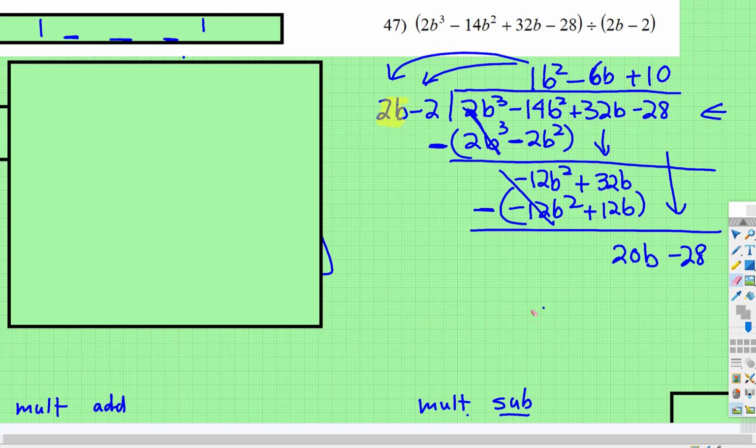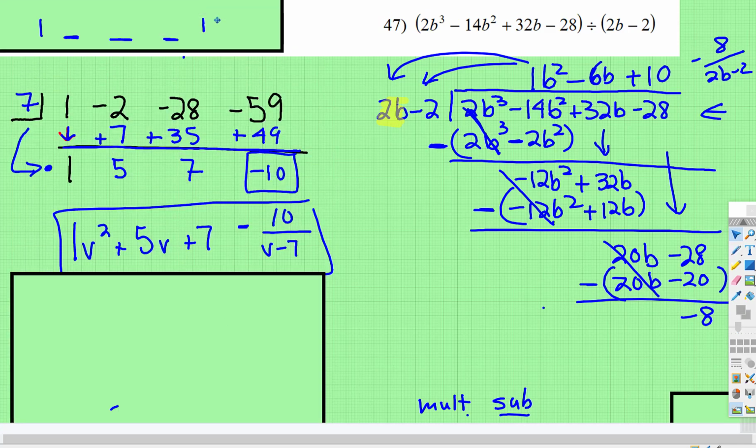And one last time, we're going to do repeated multiplication. So 2b times 10 is 20b, and 10 times negative 2 is negative 20. And then we're going to subtract. Those cancel. Negative 28, subtract the negatives like adding. So that leaves us with negative 8. So we write negative 8 over the divisor, 2b subtract 2. All right, that's it for one synthetic division and one long division.